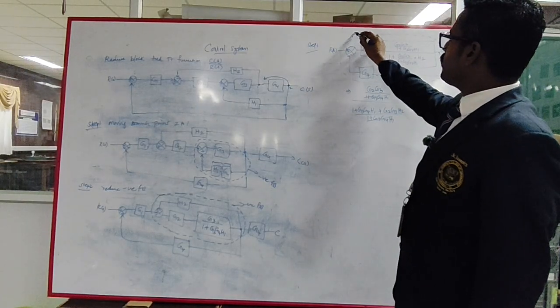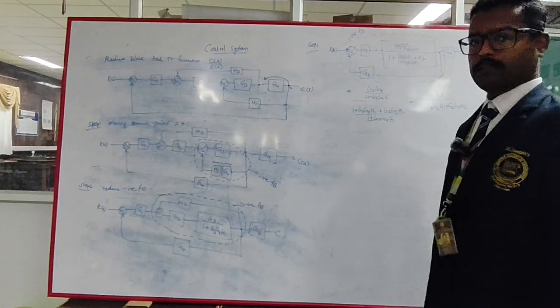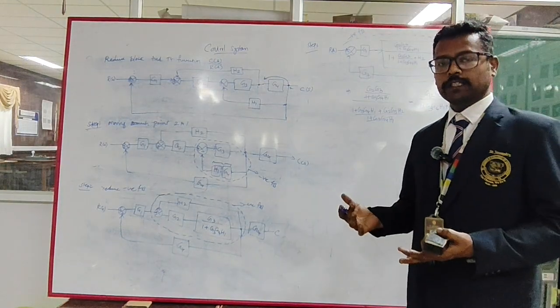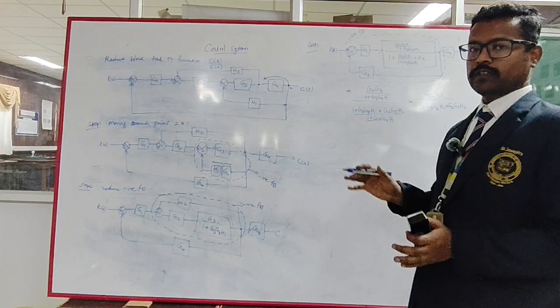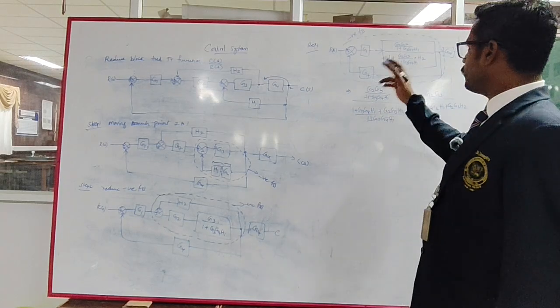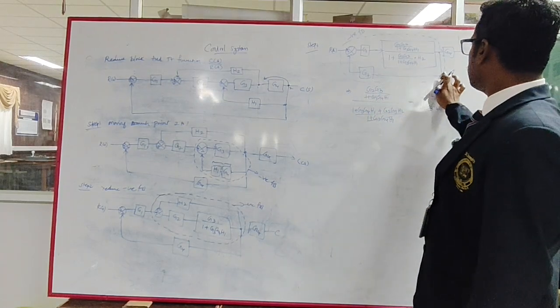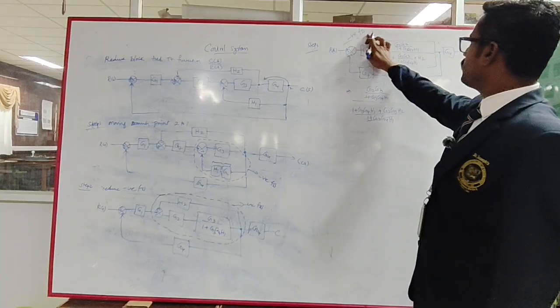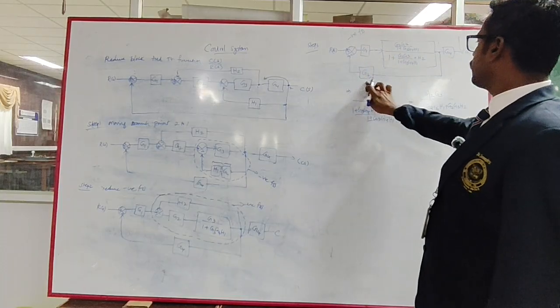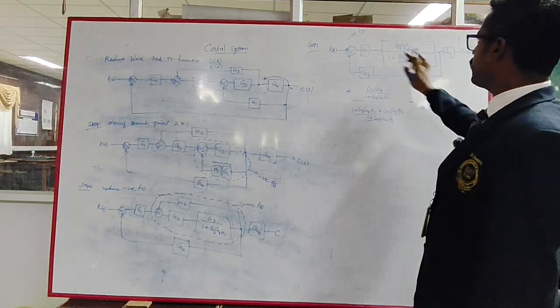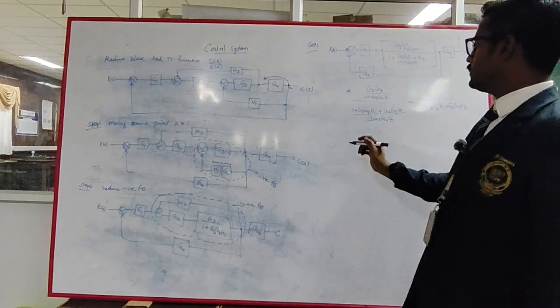This is also a negative feedback. So I am again reducing the whole system with the negative feedback transfer function. Before that, we are replacing the transfer function with the reduced transfer function that we derived here. Okay, then it will be easy.